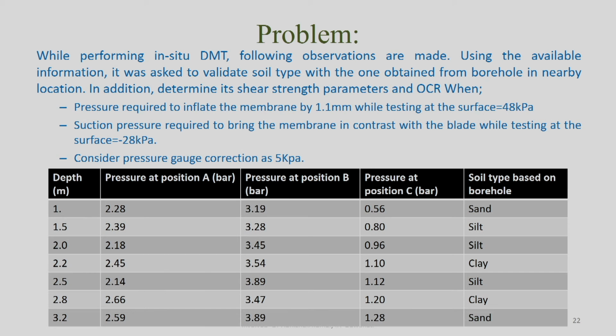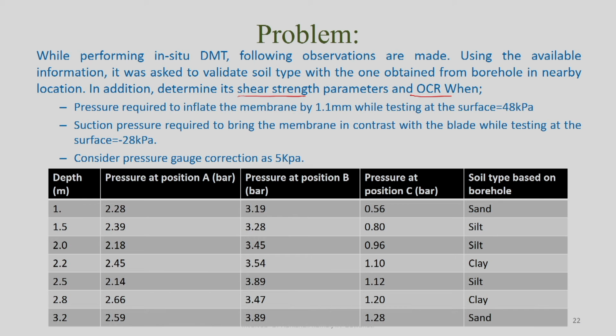So in the last column you can see some soil type is given, based on the borehole drilled in the nearby location to the test where you have done the DMT. So you have been asked to validate. Second thing, you have to determine the shear strength and the over consolidation ratio based on these parameters. In addition, what else is given?